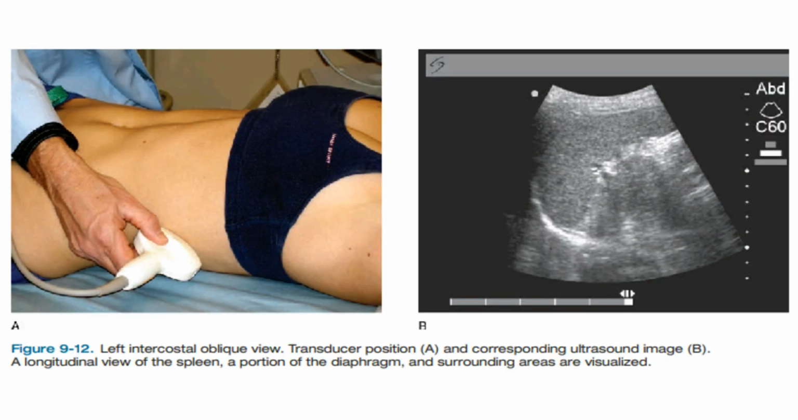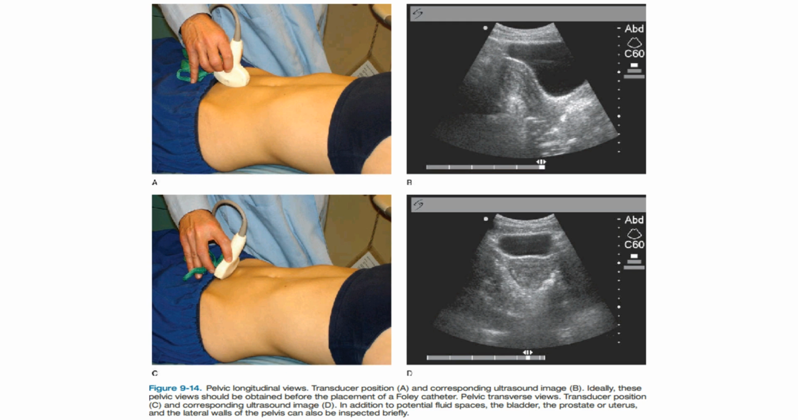These figures show the left intercostal oblique view. Transducer position A and corresponding ultrasound image B visualize a longitudinal view of the spleen, a portion of the diaphragm, and surrounding areas. These images display the pelvic longitudinal and transverse views.